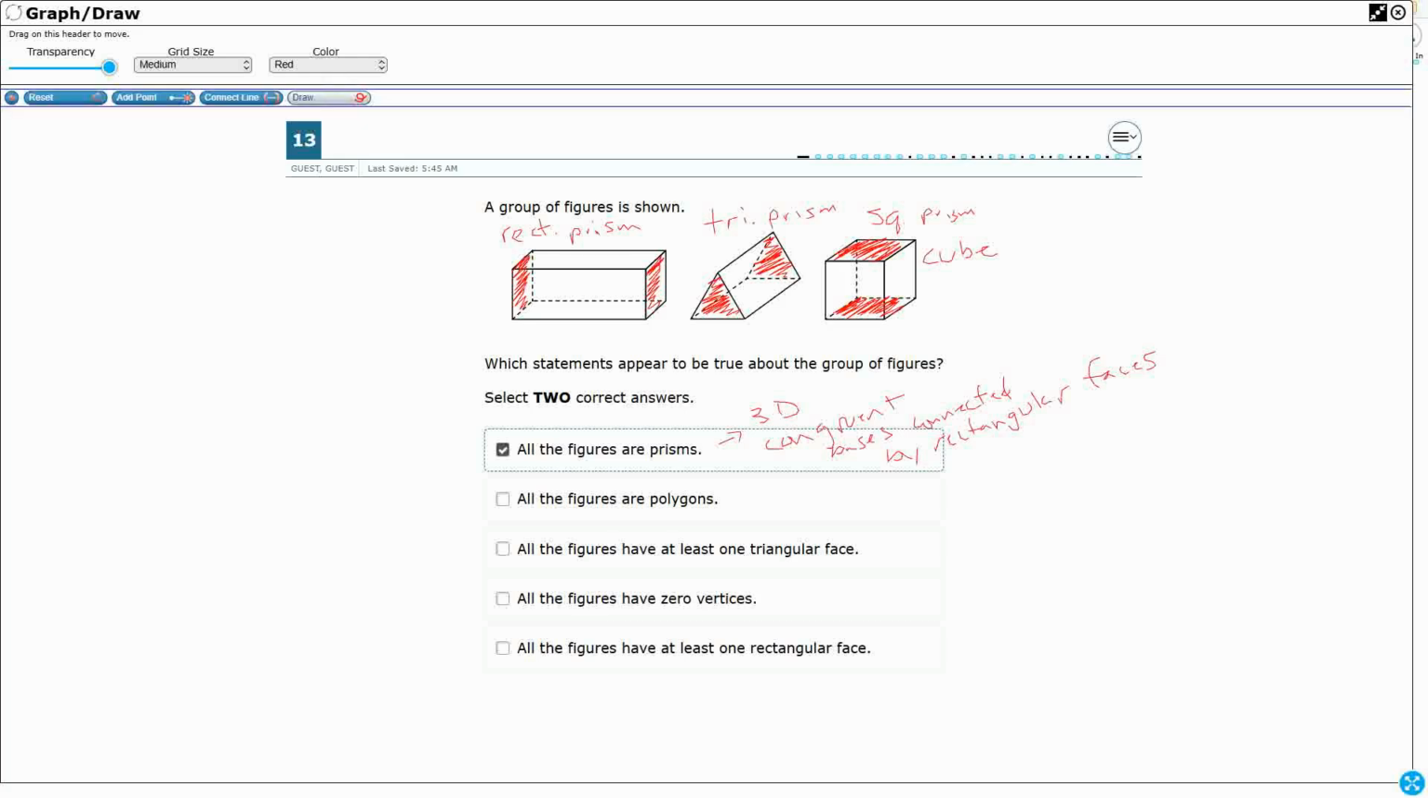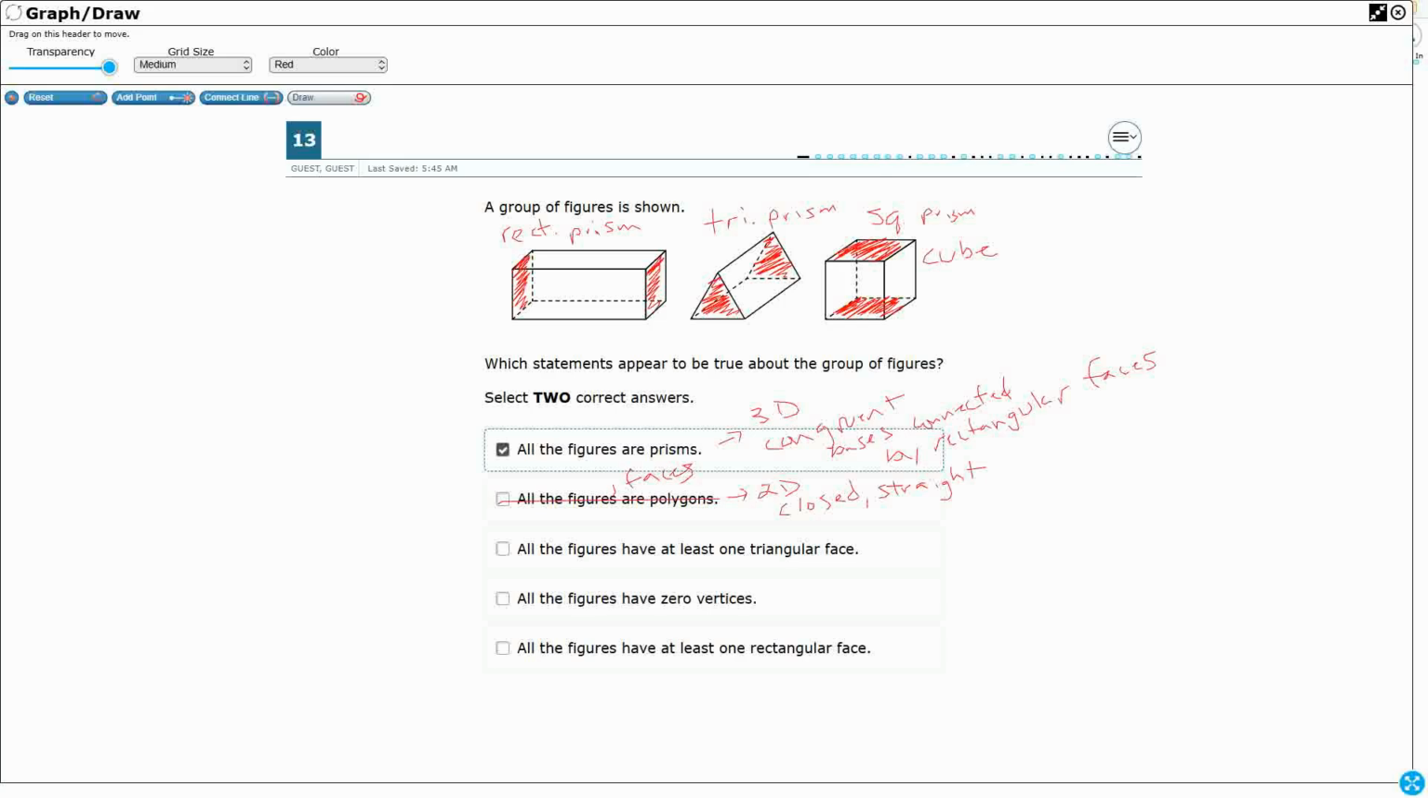All the figures are polygons. Now, what are polygons? Well, first off, that's not going to work. Polygons are 2D shapes, and they are closed and they are straight. That means they have no curves. So circles are not polygons. So they're faces. So we could say all figures' faces are polygons, and then that would be correct because the faces are squares, rectangles, or triangles, and all of their faces are polygons, but not the figures themselves.